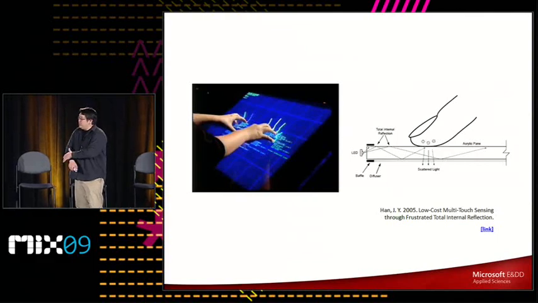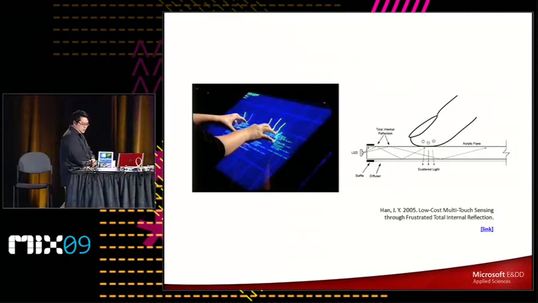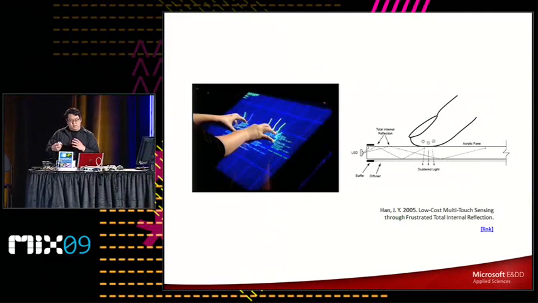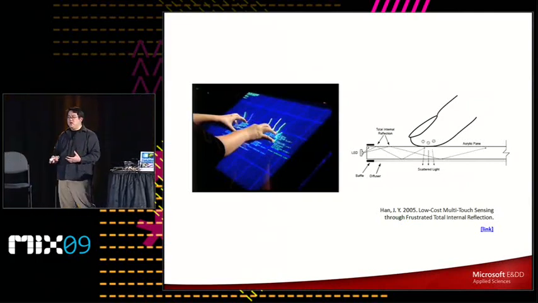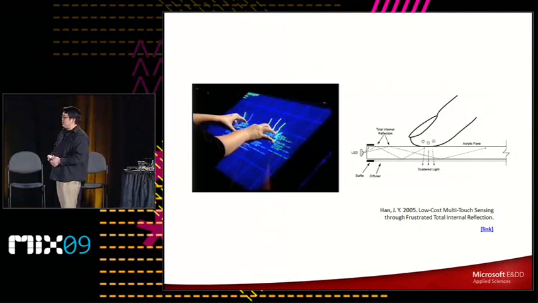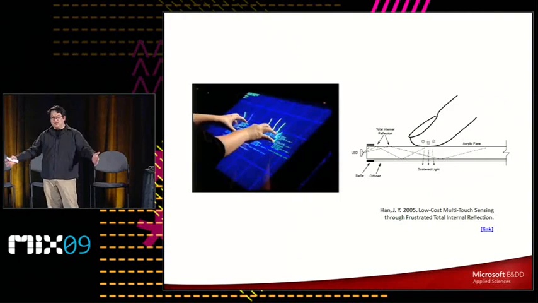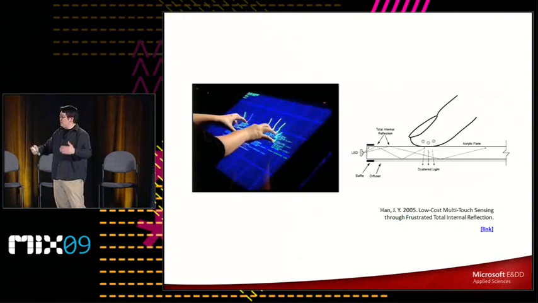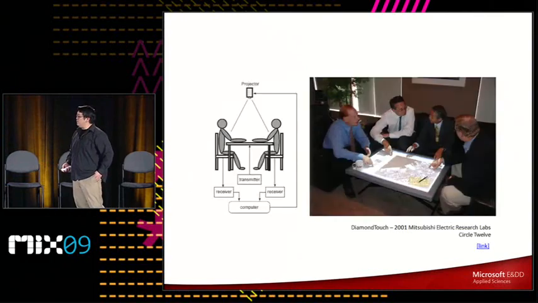You've probably seen Jeff Hahn's work with FTIR. This is what drives the CNN Magic Wall, I think it's called. He came up with a very nice way of being able to do reliable touching on very large surfaces at a relatively inexpensive cost. But it is a projection camera-based system, so it requires deep displays, displays which are reprojected or a large amount of volume behind them.